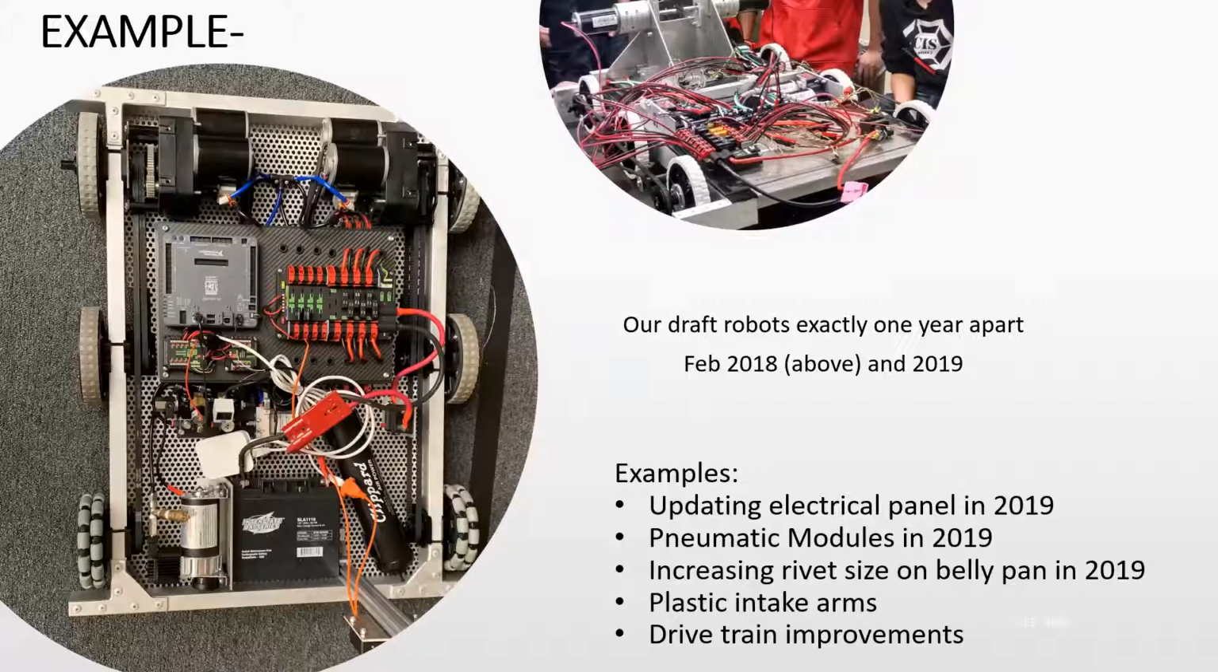You can see our draft robots. This is exactly February 2018 above versus our 2019 draft robot. We start out a little bit further ahead because we've had the issues addressed on our module, as well as our student learning, so that we have a little bit more to build on year to year, and that's what FMEA has provided for us.